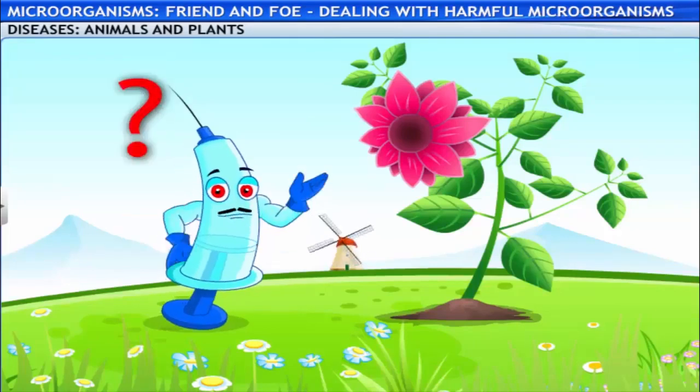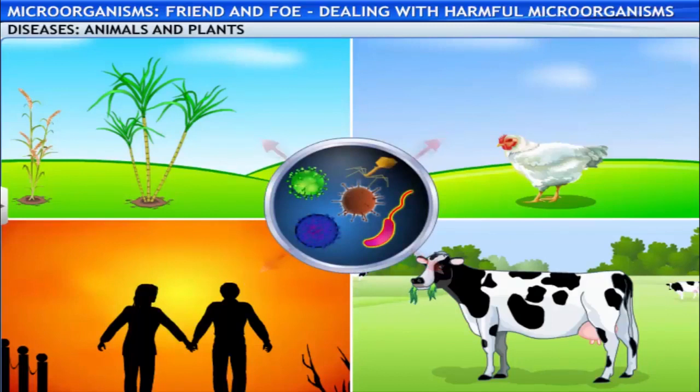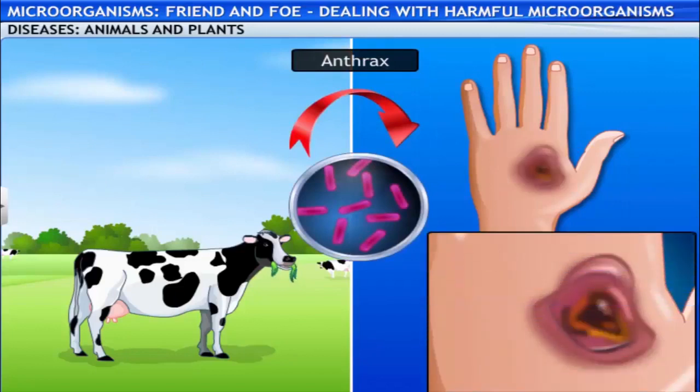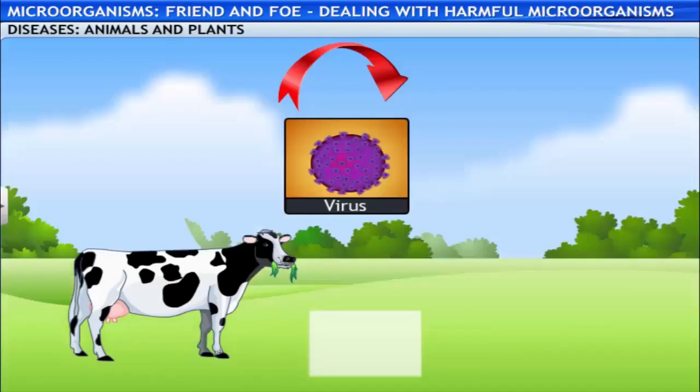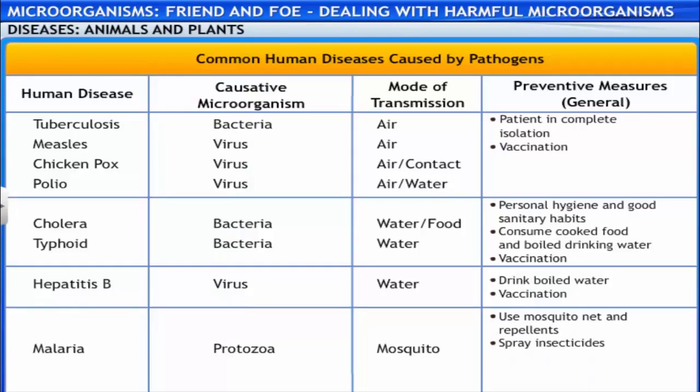What about animal and plant diseases? Several pathogens cause diseases in animals and plants along with humans. For example, anthrax, caused by a bacterium, is a dangerous human and cattle disease. Foot and mouth disease in cattle is caused by a virus. Some common human diseases caused by pathogens and their preventive measures are given in this table.